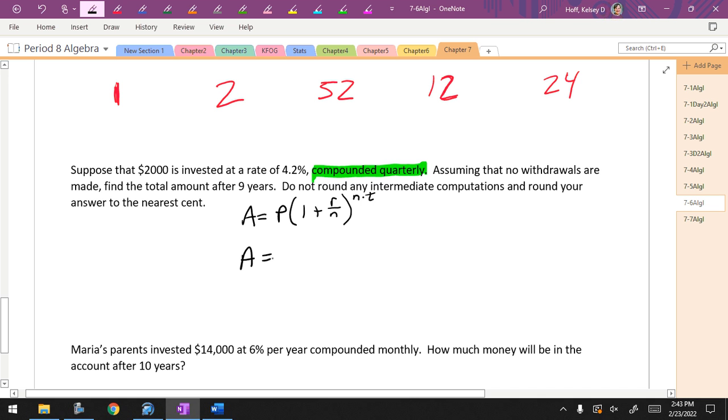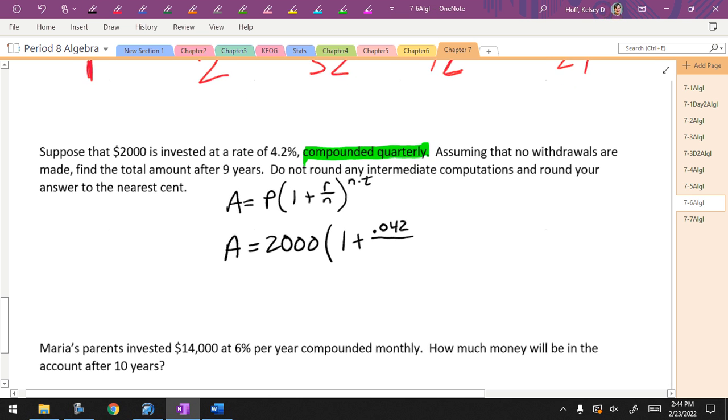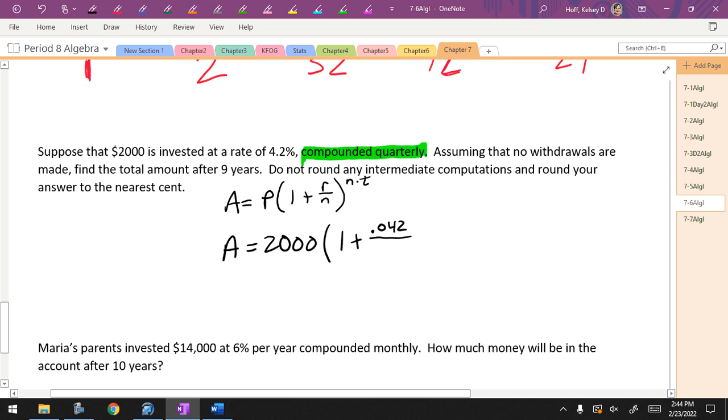So in this case, how much are they starting with? $2,000. 1 plus, what's my rate? 4.2, so 0.042 divided by how many times is it compounded? 4, compounded quarterly. It's not time. It's in 1 year. How many times is it compounded? 4. Close your parenthesis. Now we have to take N times T. You just told me how many times is it compounded? 4. How many years? 9.